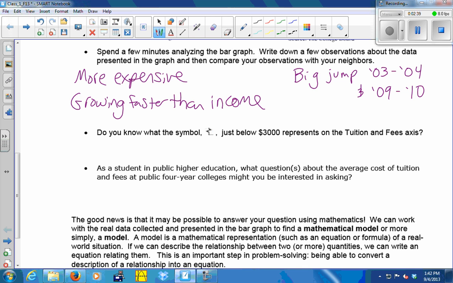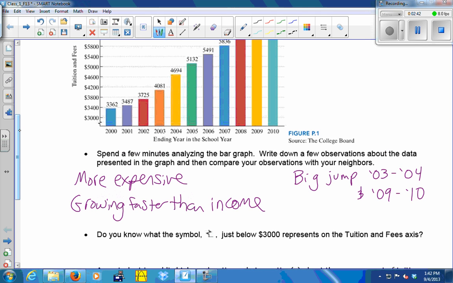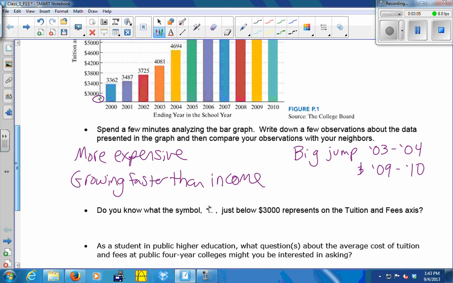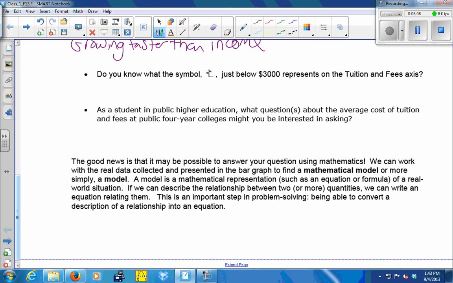Do you know what this little symbol means here? Anybody seen that before? Yeah, because we're starting at $3,000 and each tick mark now is 400. So there's a lot of space missing here to get down to 0. So rather than show it all, you put that little mark there to indicate I'm leaving a bunch of numbers out here. So that's what that means. If you ever have to make a graph and you jump to a big number, you put that little symbol. So it means skipped a big chunk.